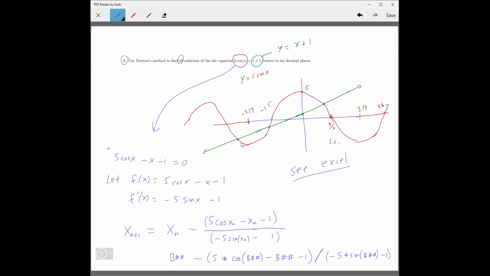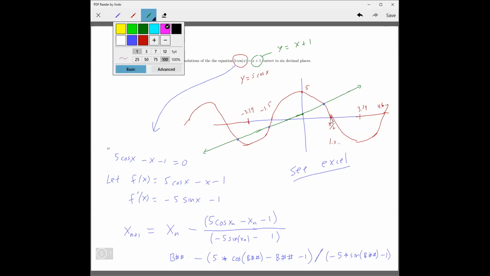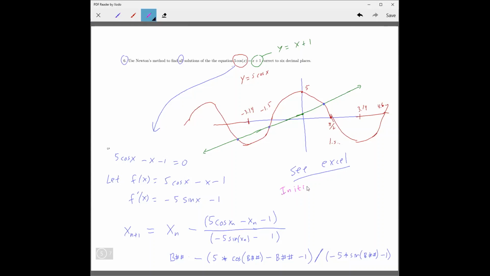Now remember, we have 3 different solutions to try to find. So before we go to Excel, let's try initial guesses and see if those work. This is about 1.5 right here, between 1.5 and 0. So I'm going to choose 1.3 for the first guess. And then for the second one, this looks like a little bit less than negative 1.5, so maybe negative 1.6.